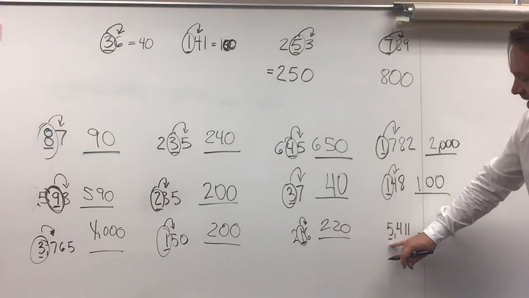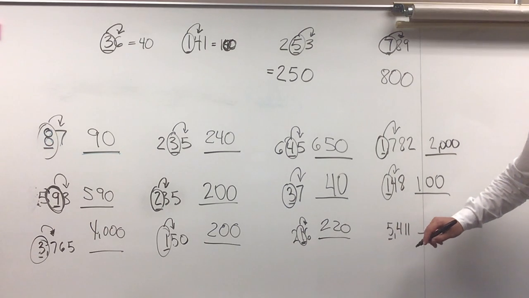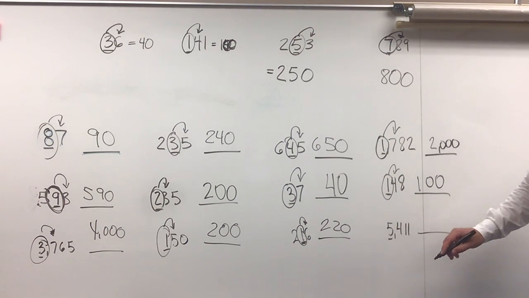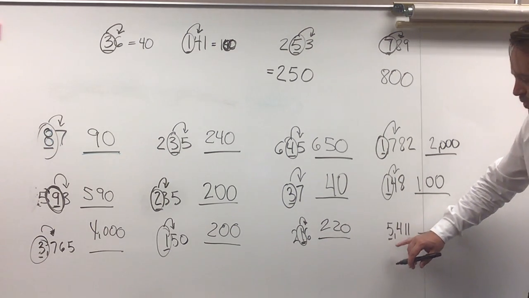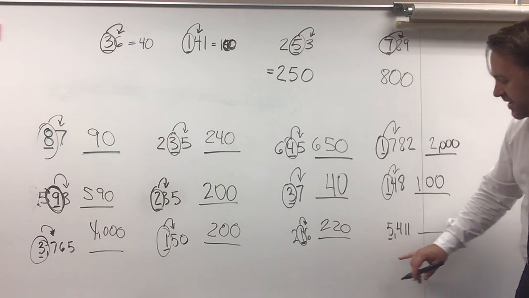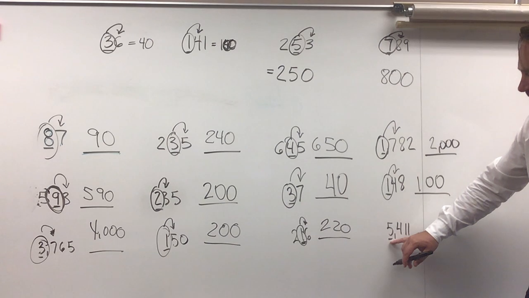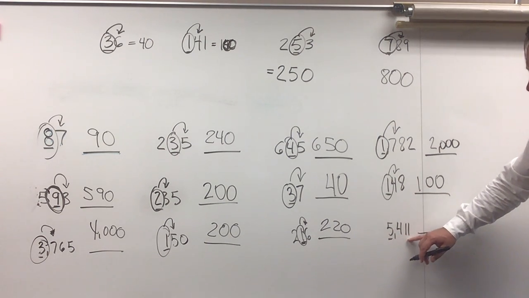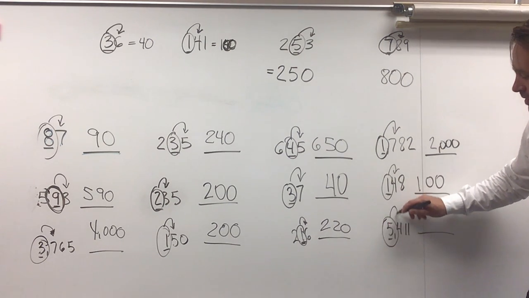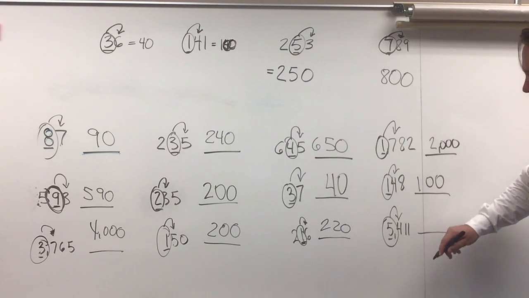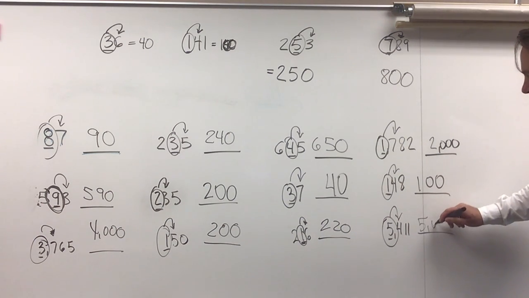And finally, we're at 5,411. I want to round it to the nearest 1,000. What am I close to? Well, it's kind of in between 5,000 and 6,000, but I think it's a little closer to 5,000 because, look, we're only at 5,411. So I'm going to use that 4 to say I'm going to round down back to 5,000.